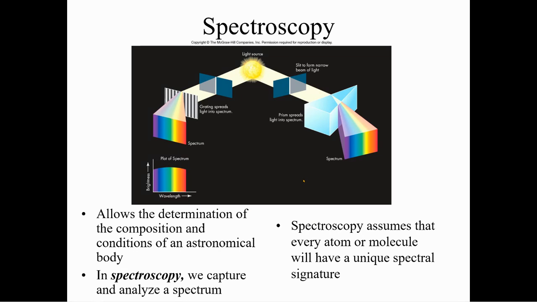Spectroscopy allows the determination of the composition and conditions of an astronomical body. In spectroscopy, we capture and analyze a spectrum. Spectroscopy assumes that every atom or molecule will have a unique spectral signature.